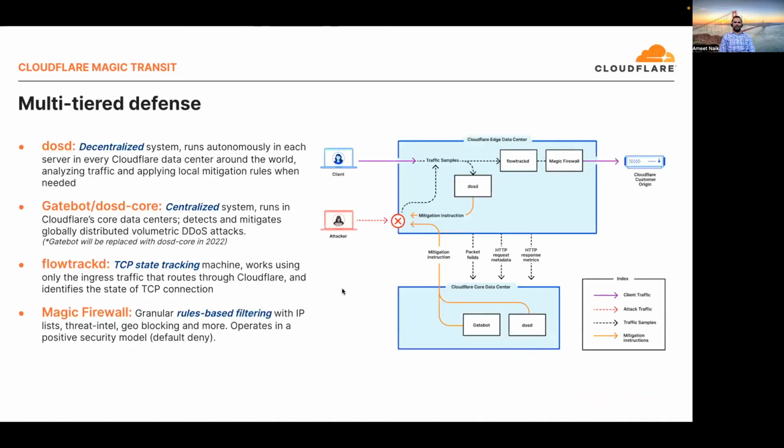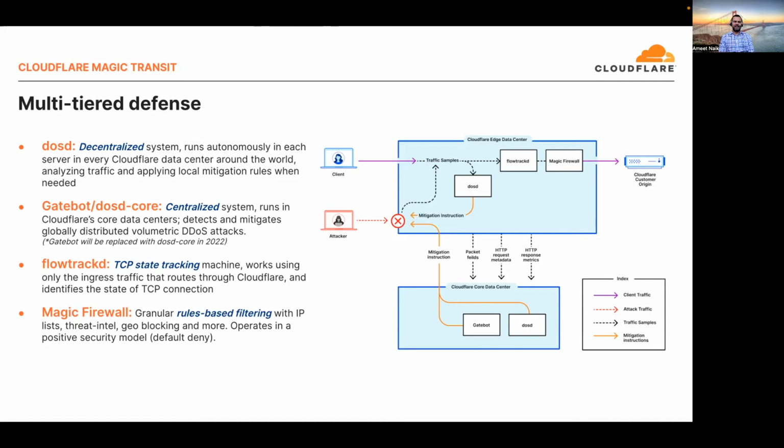So how does all of this work under the hood? If you look at one of our servers that are running on the edge, we have multiple systems that are constantly analyzing and looking for DDoS attacks. So the first system is what we call DOS-D, and this is the decentralized system that runs autonomously in each and every server around the Cloudflare network. And this is the same service that we're using to protect our own infrastructure as well. And it does 2 things. It analyzes traffic patterns, and it also applies the filtering rules.